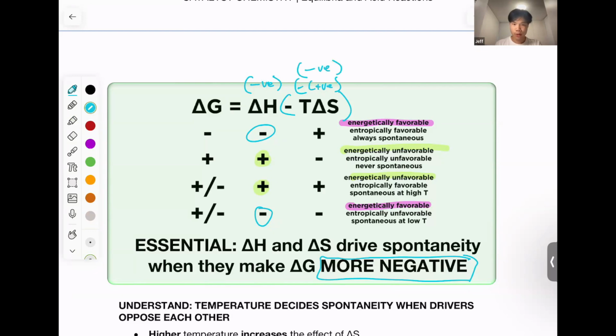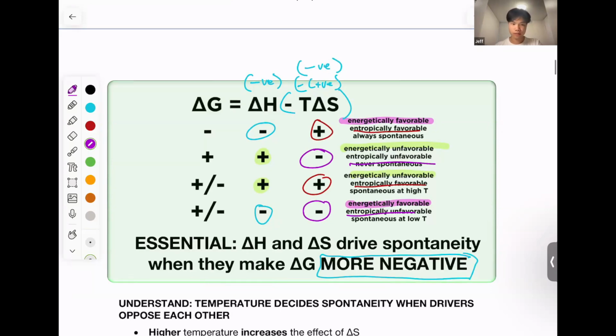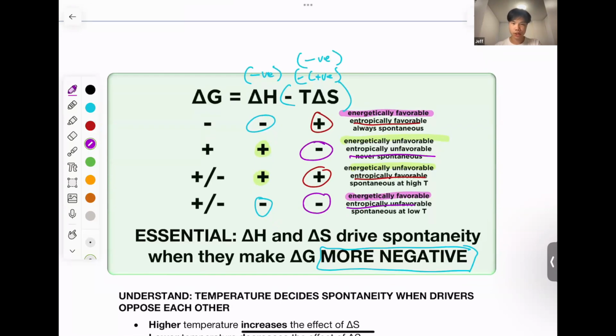And so a positive entropy contributes a forward entropy drive. It is entropically favorable, whereas a negative entropy contributes a positive number and is entropically unfavorable. Okay. Any questions on entropy and enthalpy drive?